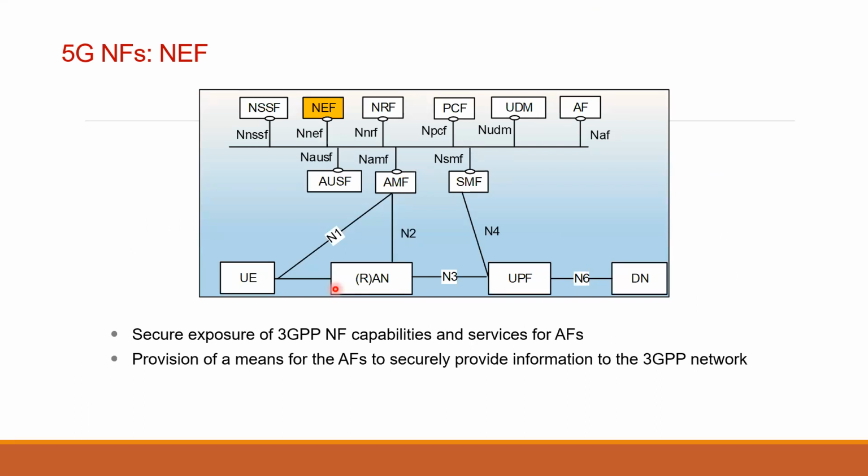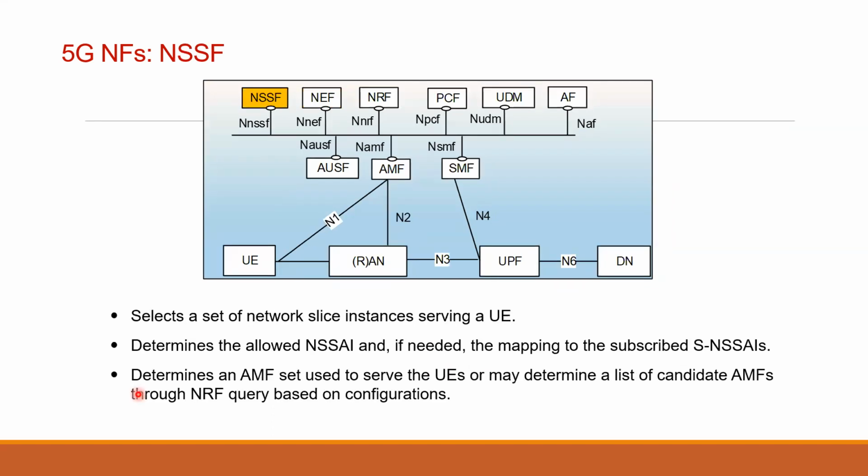Network Exposure Function is responsible for exposing the different network function capabilities and services which may be required by your application function. We're going to see a little bit of detail of this functionality when we go into the advanced topics of 5G architecture. NSSF is your Network Slice Selection Function, which is purely related to selection of different slices when a UE requests a specific service.